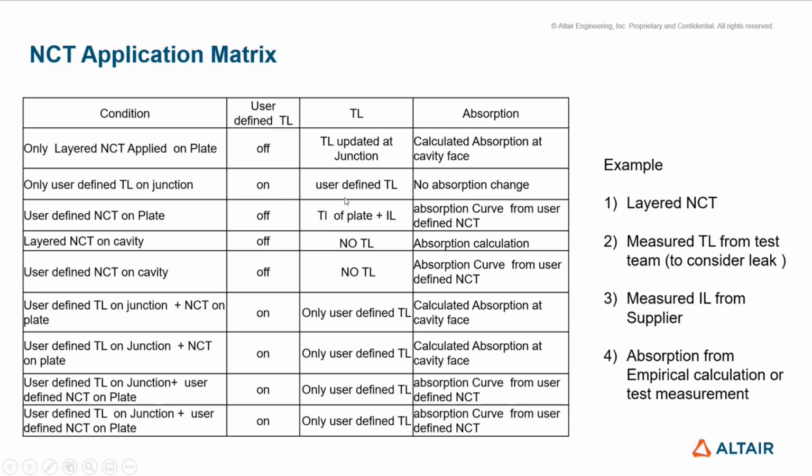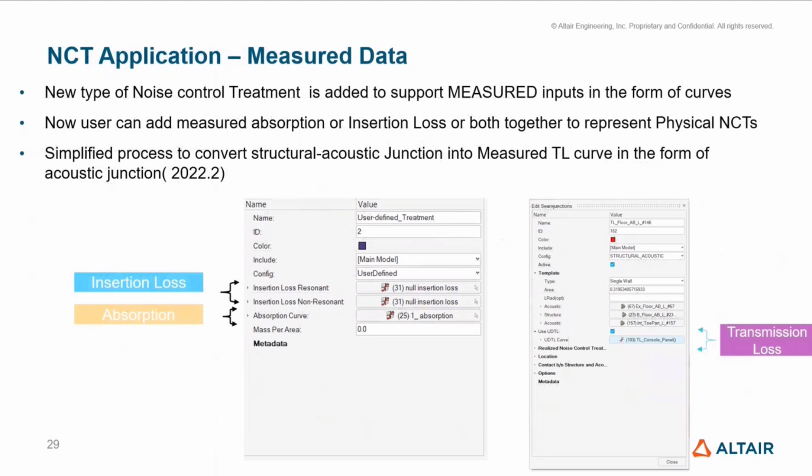To satisfy all these conditions, we worked on how we can accommodate it. We have updated our user defined treatment, which was previously transmission loss and absorption curve, into insertion loss and absorption. So now the user can define the effect of the sound package only, without the bare plate, in terms of insertion loss as well as the absorption curve. You can apply either one of them or both of them, and it will be taken into consideration. As well, now if you have the effect of plate plus sound package and other treatments like a leak or sealants.